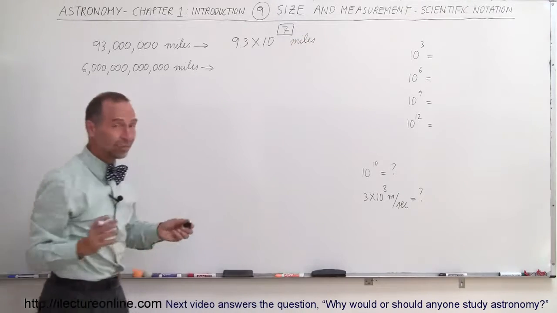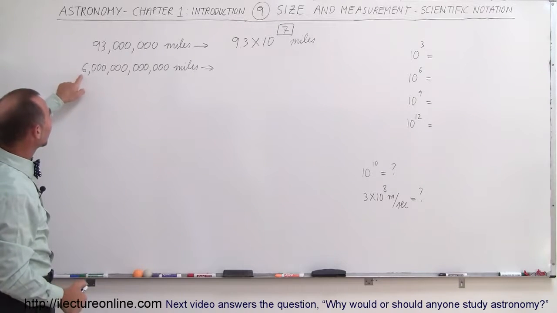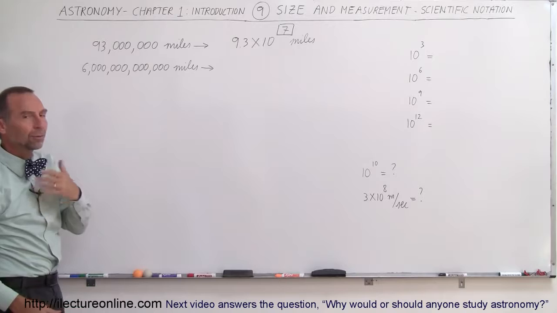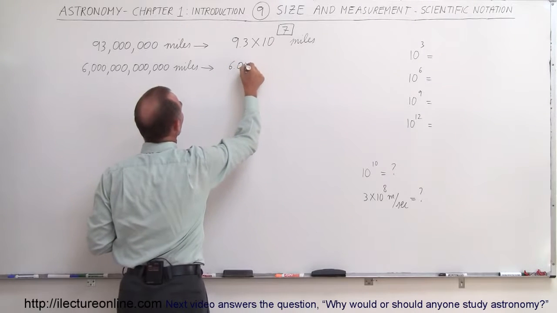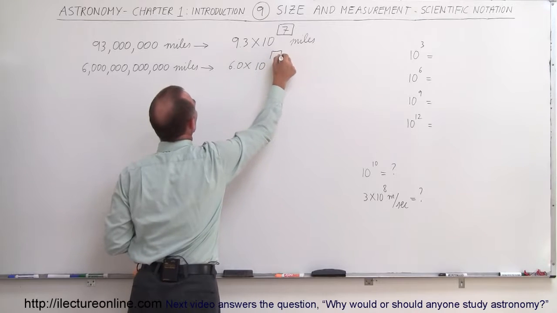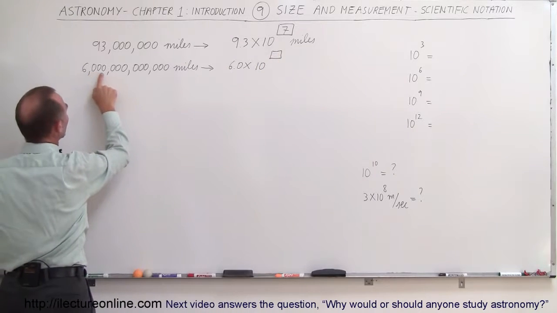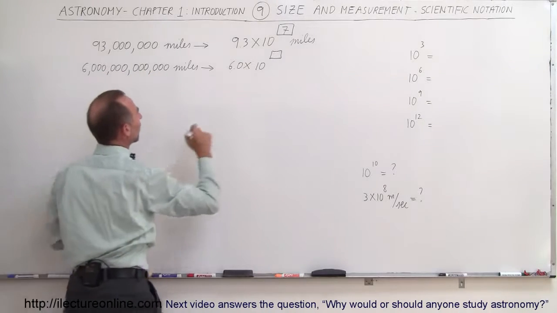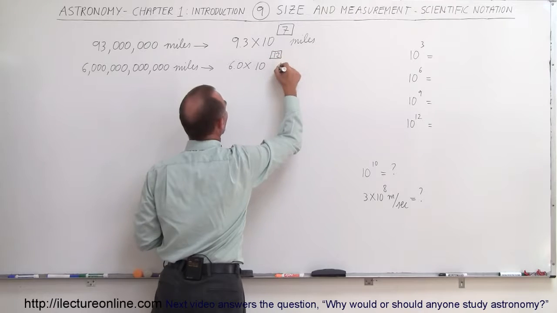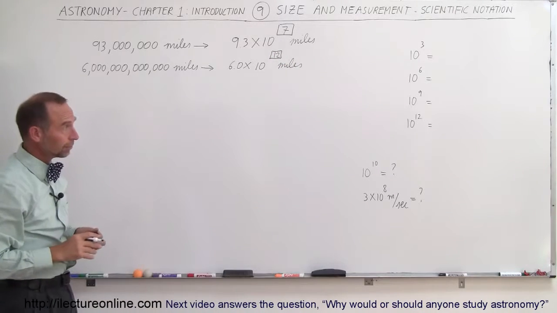How about the distance light travels in 1 year? It's about 6 trillion miles, and this is how we write it, 6 with 12 zeros. How do we write that in scientific notation? We write it as 6.0 times 10 to some exponent, and again, we count the number of zeros past the 6. So 1, 2, 3, 4, 5, 6, 7, 8, 9, 10, 11, 12. So it becomes 6 times 10 to the 12th miles. And so that's how we write things in a more compact form.